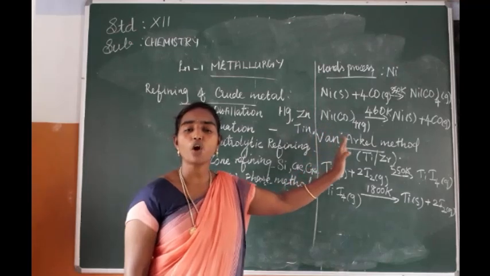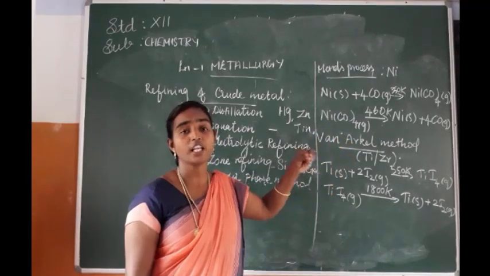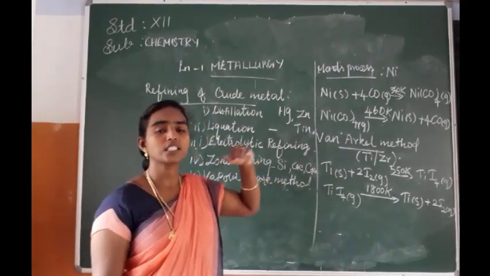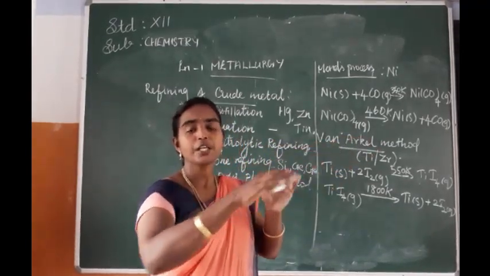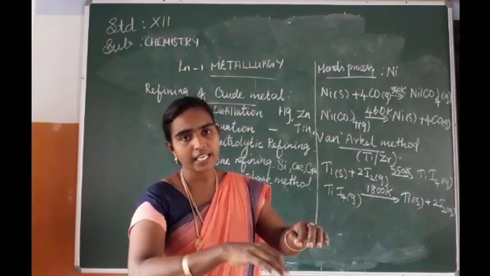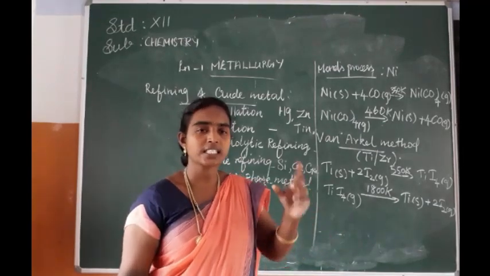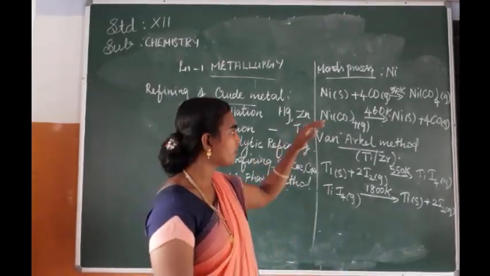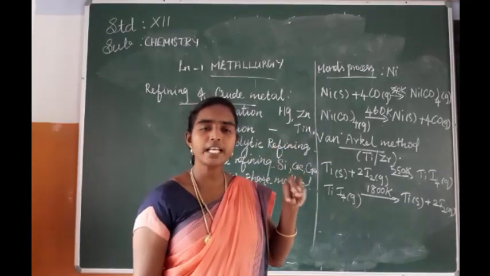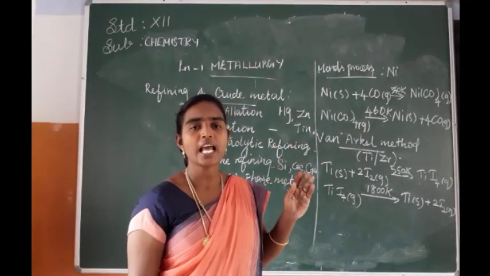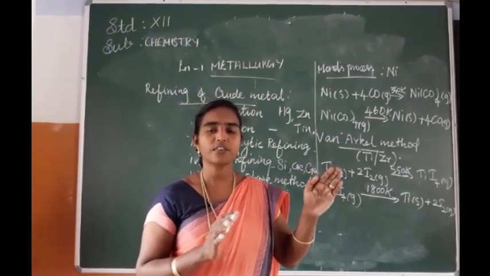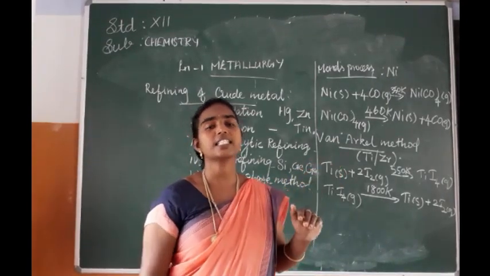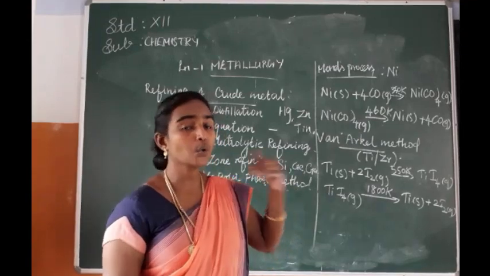Then it forms a volatile complex compound. This volatile compound is collected separately, and impurities are left behind. We can remove the impurities. Afterwards, this vaporized compound is decomposed at a particular temperature and we get the pure metal. Is it clear, students? With this we can finish the third step, that is refining of crude metal.